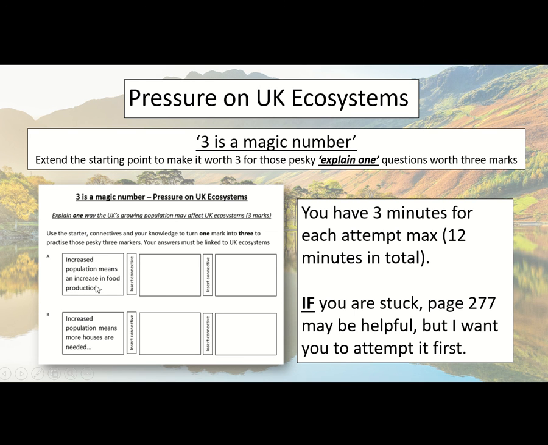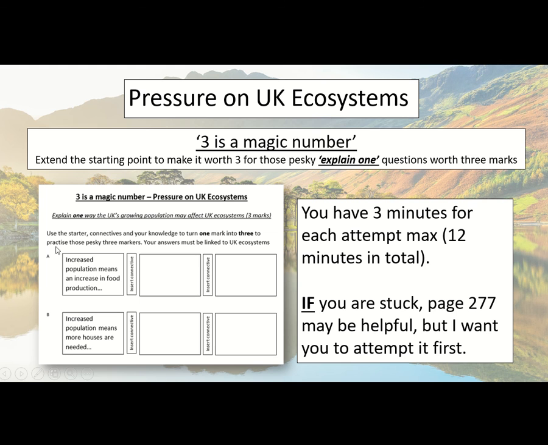So increased population means an increase in food production, which means what do you need for there to be more food production? You need space. So where do you put that space? What do you clear out the way? Then what does that lead to? How does that specifically affect an ecosystem in the UK? So this first one, you could be more specific than me, but increased population means an increase in food production, tick. This can lead to land being cleared to help grow crops, which are a monoculture, leading to a reduction in biodiversity of ecosystems. There we go, 3 marks from my starting point.